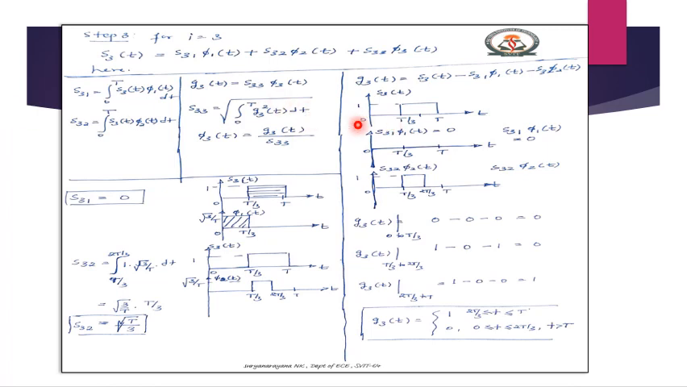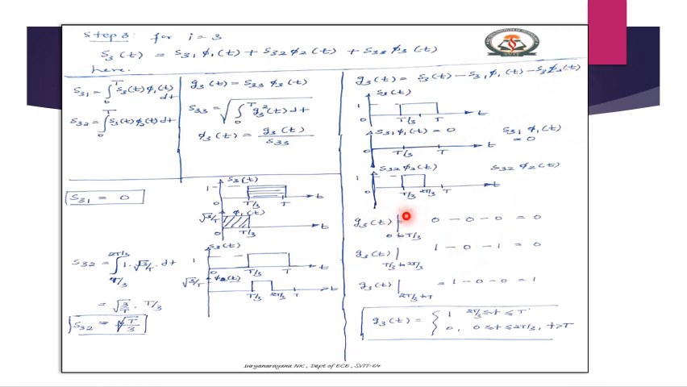So from 0 to T by 3, all the values are 0 when we substitute in the above equation. And the same g3 of t when t ranges from T by 3 to T. So from T by 3 to T, here in the s3 waveform it will be 1, and s31 into phi 1 of t will be equal to 0. So 0 has been substituted here, minus s32 into phi 2 of t.